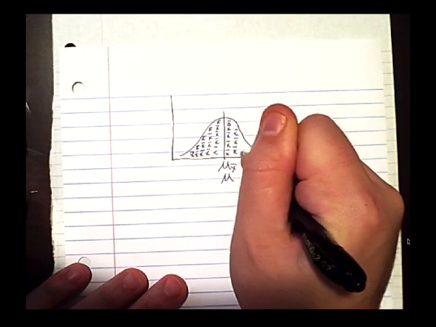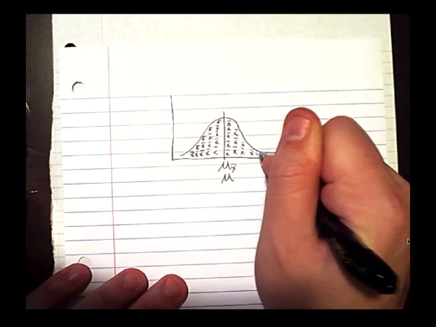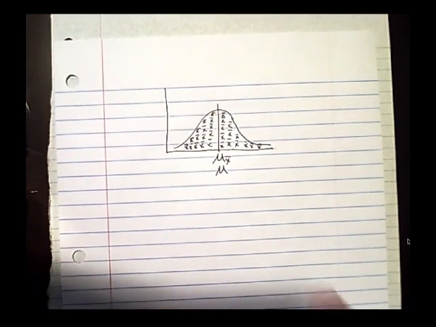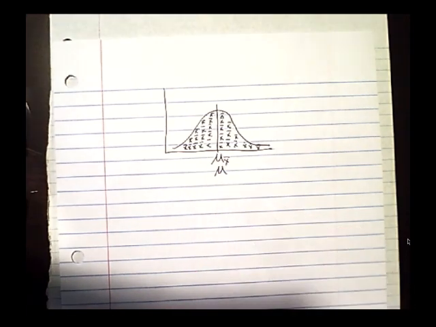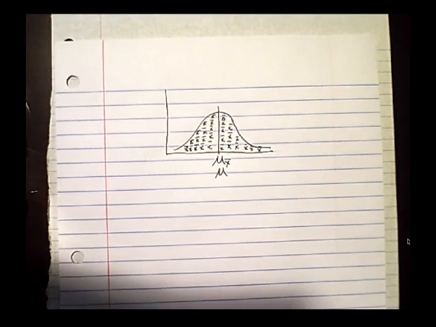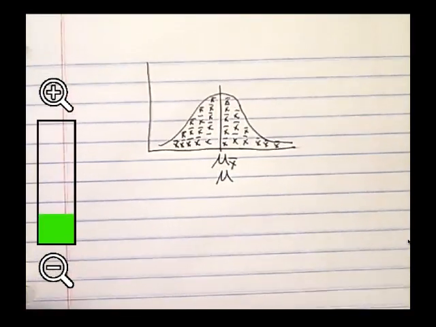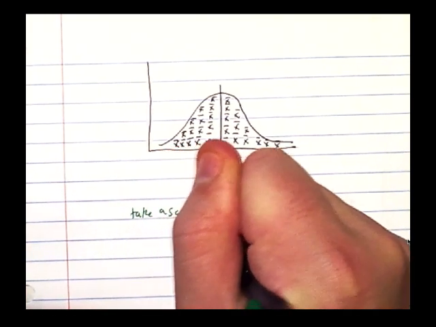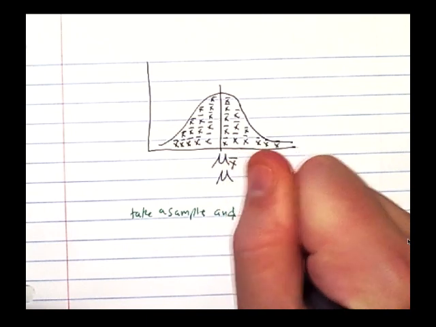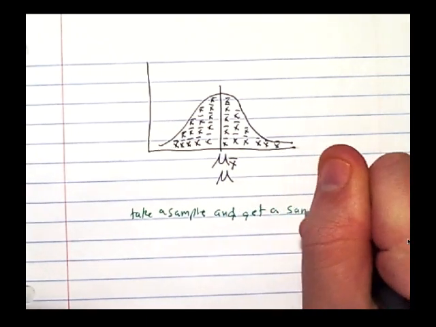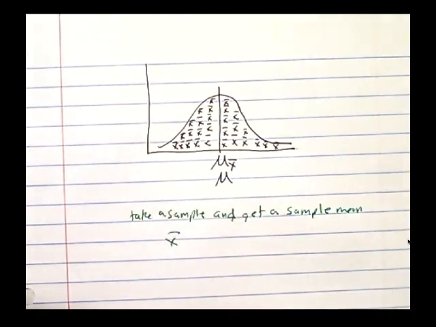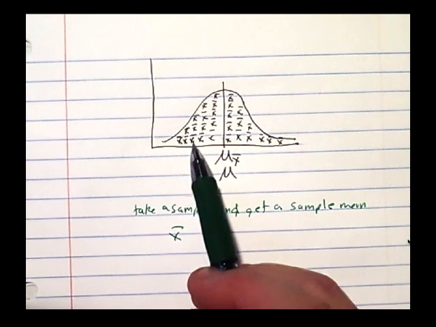I'm just writing in the x-bars here, so you know that any individual sample mean could be different than the true population mean. So here's the idea of a confidence interval. What I'm going to do is take a sample and get a sample mean. So I'm going to get an x-bar.